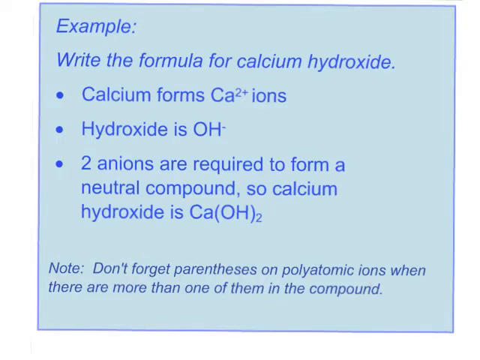Just a note, don't forget parentheses on the polyatomic ions when there is more than one of them in the compound, like this. We have 2 hydroxides, there's more than one, so we need to put parentheses around the polyatomic ion, and then we'll write the number in subscript of how many of those polyatomic ions we want to have in our compound.